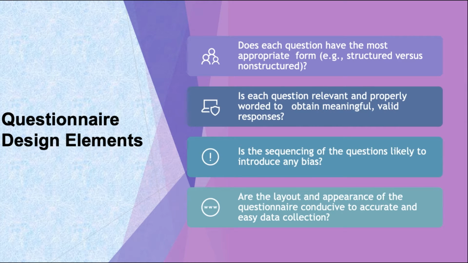When I ask a question in a sequence, sometimes I will ask a question that leads to another question, and therefore it will lead the respondent and force the respondent to one or two types of answer, and here we come to the bias. Another one is whether the layout and the appearance of your questionnaire are conducive to accurate and easy data collection. That is very important, because if the layout is not right and the appearance is not appropriate, or is very complex, respondents may even be confused about how to answer that questionnaire.